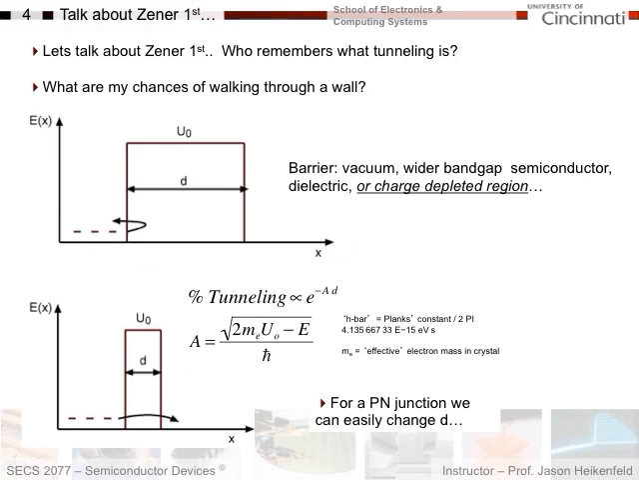And so, the question is, who remembers what tunneling is? Well, we've talked about this a little bit recently, but tunneling was basically predicting my chances of walking through a wall. And it turns out that there's a finite chance that I could walk through a wall perfectly to the other side without any hurt to myself or damage to the wall. The problem is the probability is really low.